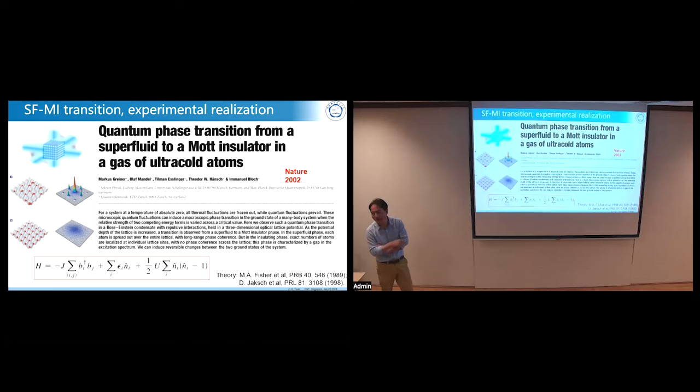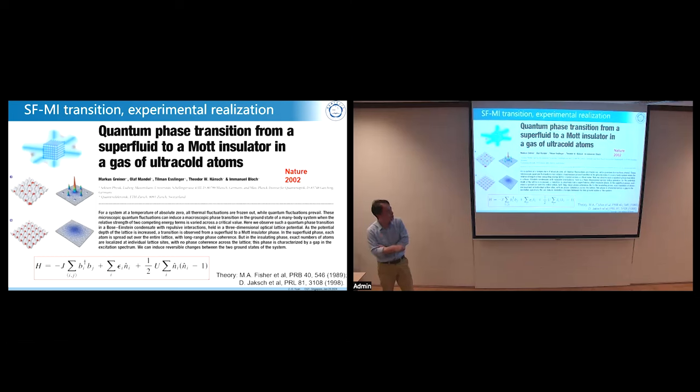But here you just have all the atoms, they just sit on their own side. There's no more coherence. They show this in the experiment, and this is also a very nice initiation of this field of quantum simulation, as the theoretical model can be very precisely implemented in that one. The J and U, you can control within a precision of 1%.